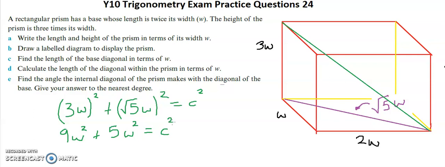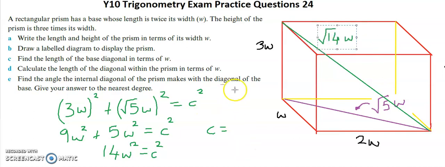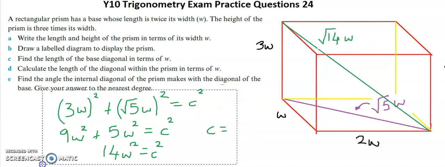9 lots of w squared plus 5 lots is equal to 14w squared is equal to c squared. Again, I am wanting to get my c by itself, so I square root both sides. That gives me the square root of 14w. So now we can put that over here. And I'll make some space for our last question.